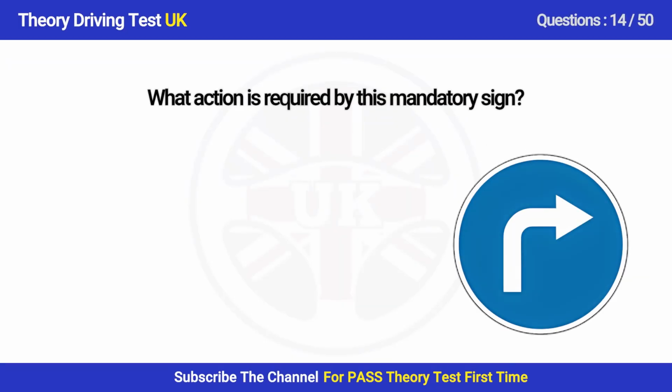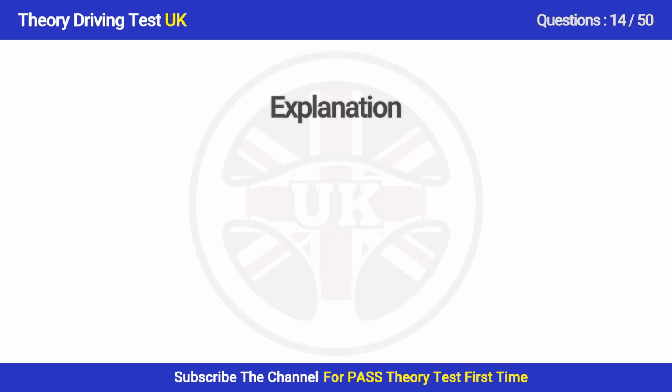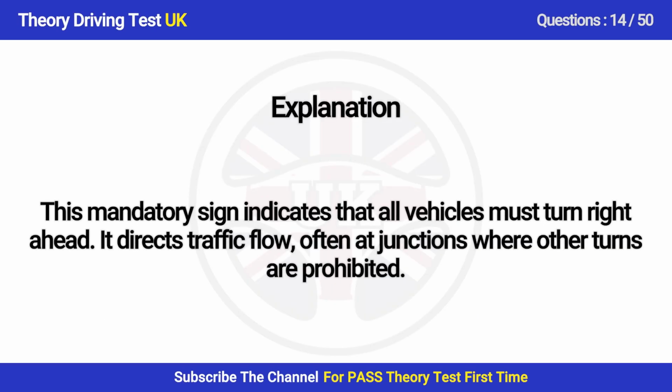Question 14. What action is required by this mandatory sign? A. Proceed straight. B. Turn right ahead. C. Turn left ahead. D. U-turn allowed. Answer is B. Turn right ahead. This mandatory sign indicates that all vehicles must turn right ahead. It directs traffic flow, often at junctions where other turns are prohibited.